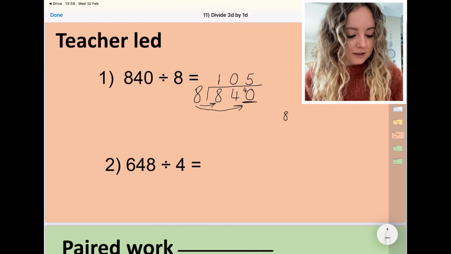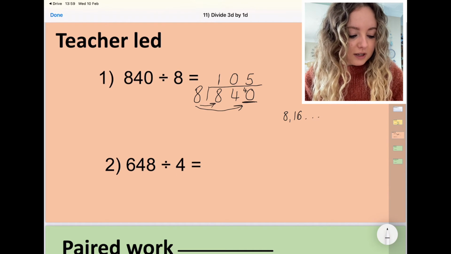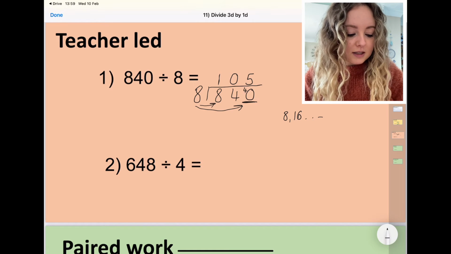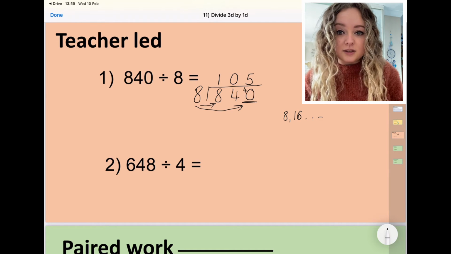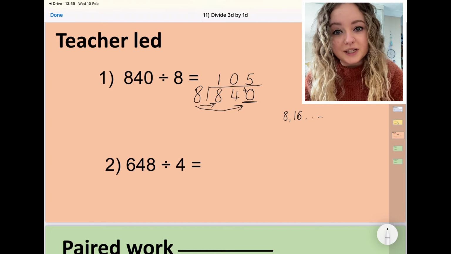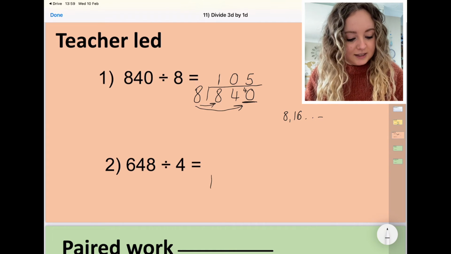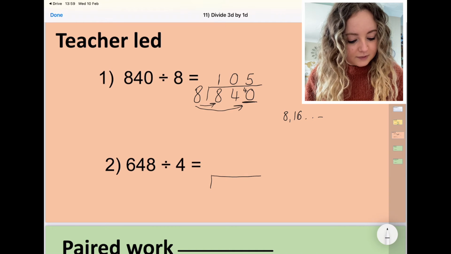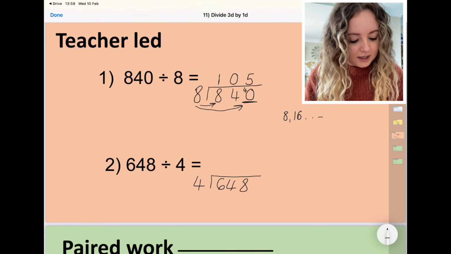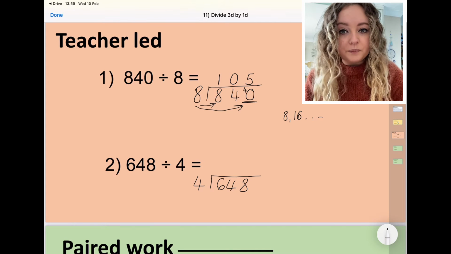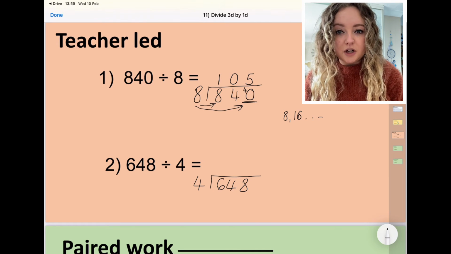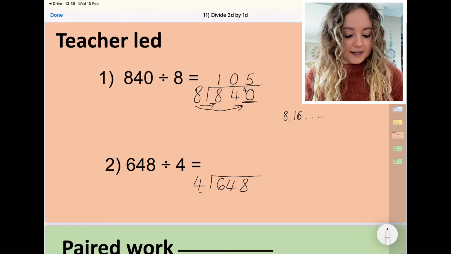So, let me do it so you can see it. So you can write out your 8 times table like this so that you can then get to the number that you need. Okay, so always do that if you need to, or use a multiplication grid. Okay, next one. Let's do this. So we are dividing 648 by 4. So 4 goes on the outside of our bus stop. Okay, let's give it a go.